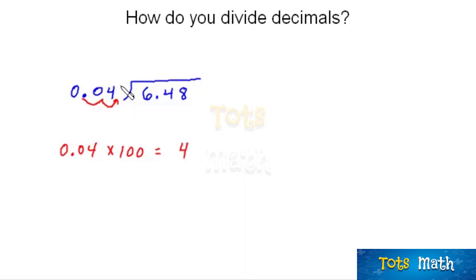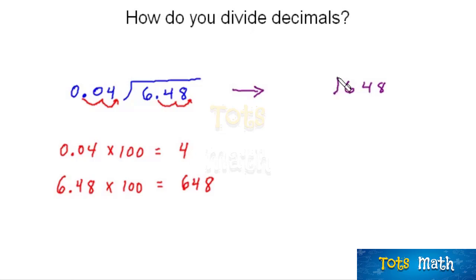And since we multiply the divisor by 100, we should also multiply the dividend by 100. And that'll move this decimal point to the right 2 places. 6 48/100 times 100 equals 648. So now we can rewrite our division problem as 648 divided by 4.